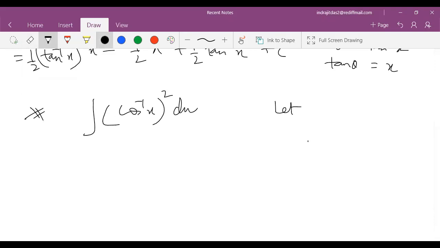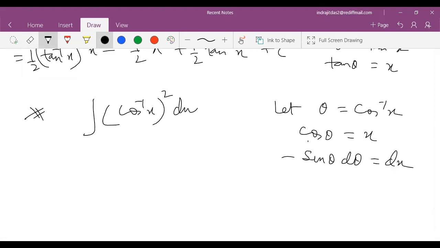So I'll take let theta is equal to cos inverse x. Fine. Therefore cos theta is x. So minus sine theta d theta is dx. So coming back to the question, it will become theta square, because cos inverse x is theta. Dx is minus sine theta d theta.